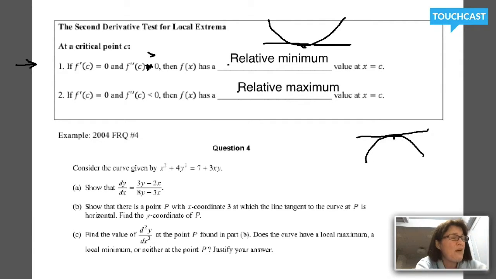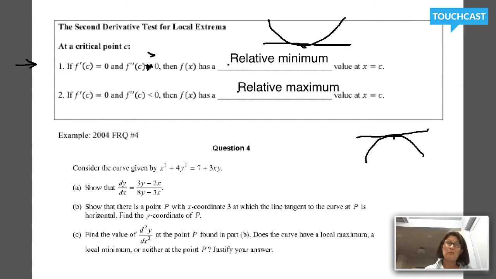But if I have f prime equal to 0 at some critical point, either the f double prime is going to be positive, the function was concave up, and I'm going to have a relative minimum. Or the function was concave down, and that means because f double prime was negative, and up there I have a relative maximum. There are two other possibilities.